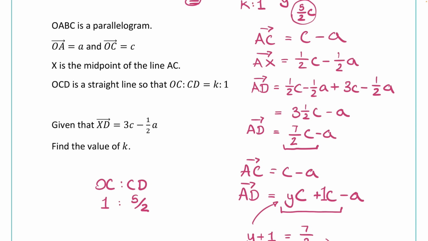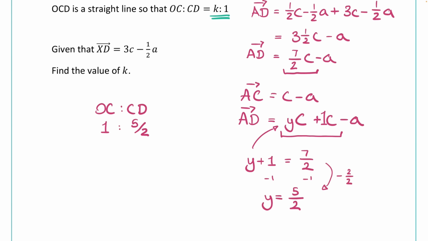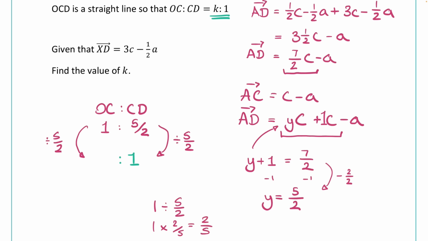Now it says that it can be written K to 1. So it wants us to have the ratio as something to 1. Now in order to get 1 on the right hand side, we would have to divide by 5 over 2. Whatever we do to the right, we've also got to do to the left. So divide by 5 over 2 as well. We can work that out to the side. 1 divided by 5 over 2 is 1 times 2 over 5, which is equal to 2 over 5.